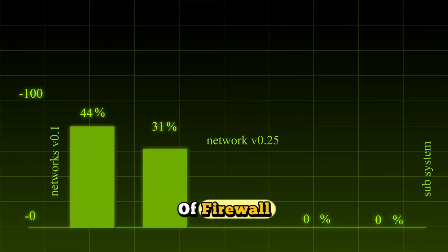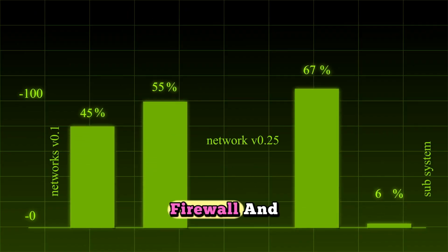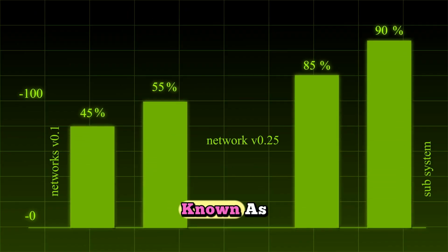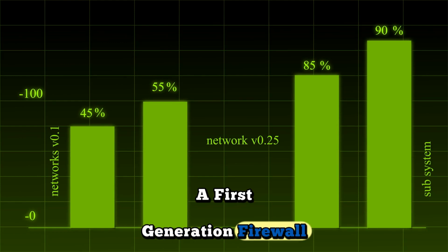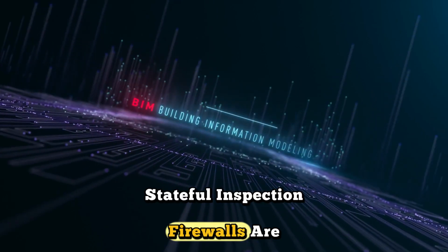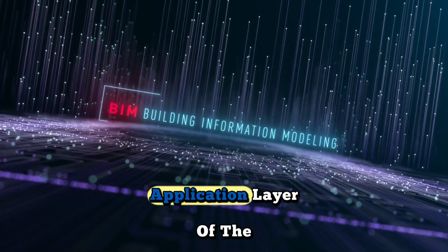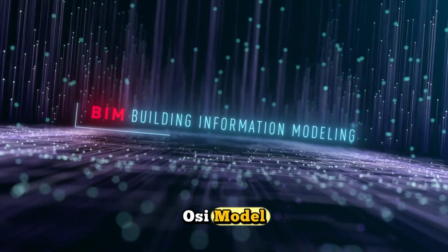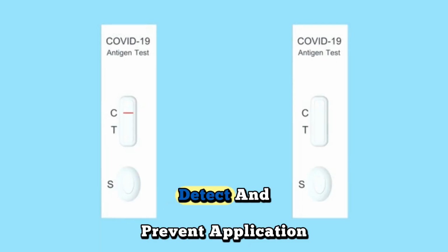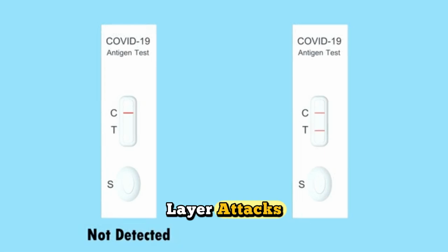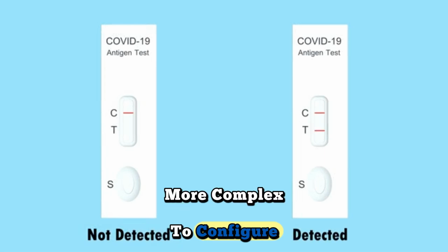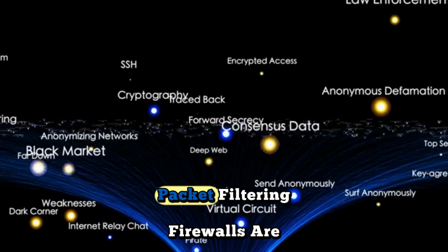So the first type of firewall is a packet filtering firewall, and this type of firewall is also known as a first-generation firewall. Stateful inspection firewalls are more advanced than packet filtering firewalls, and they operate at the application layer of the OSI model. Now, these types of firewalls can detect and prevent application layer attacks, but they are also more complex to configure than packet filtering firewalls.